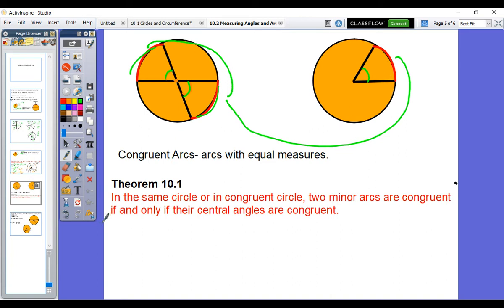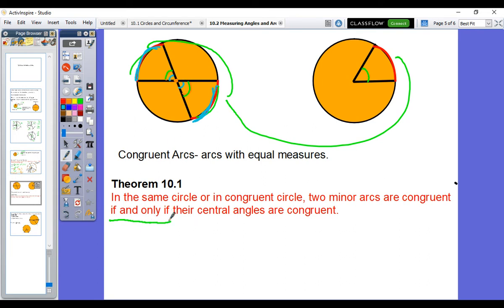So in the same circle or in two congruent circles, two minor arcs are congruent if and only if their central angles are the same. Let's talk about the wording. If and only if means it's a biconditional statement. If the angles are the same, then the arcs are the same, and vice versa. If they tell us that the arcs are the same, then we can assume that the angles are the same as well.